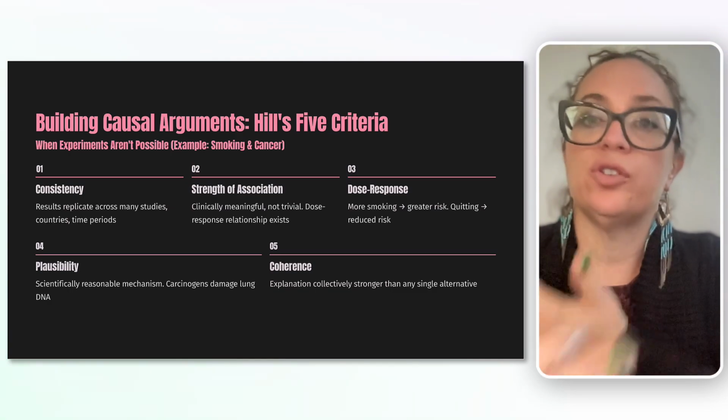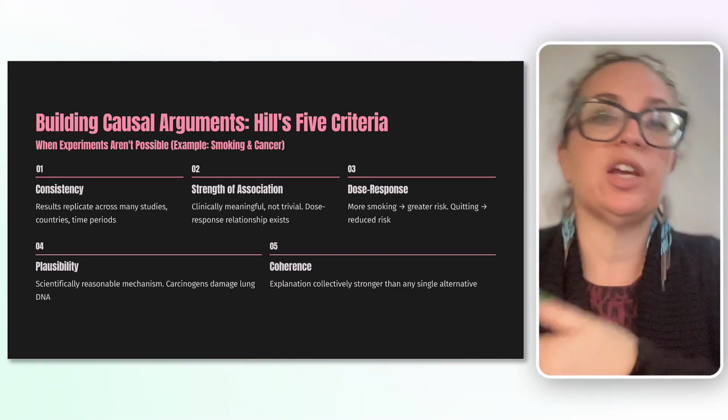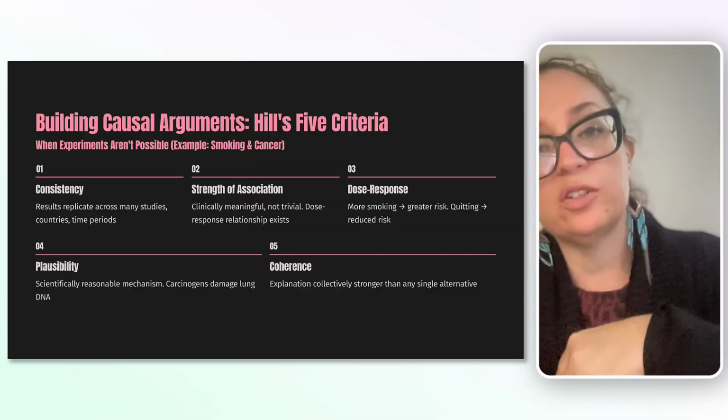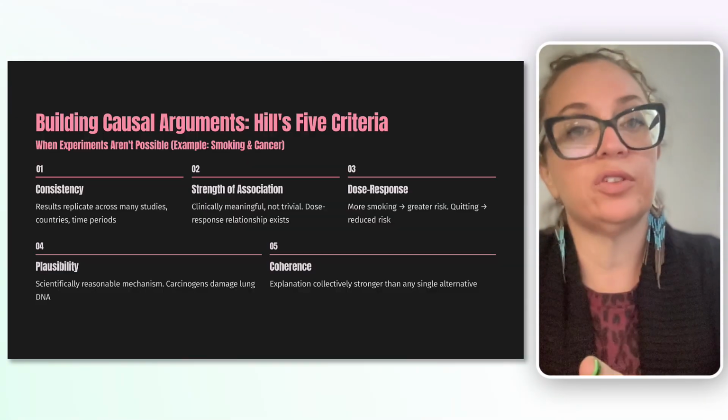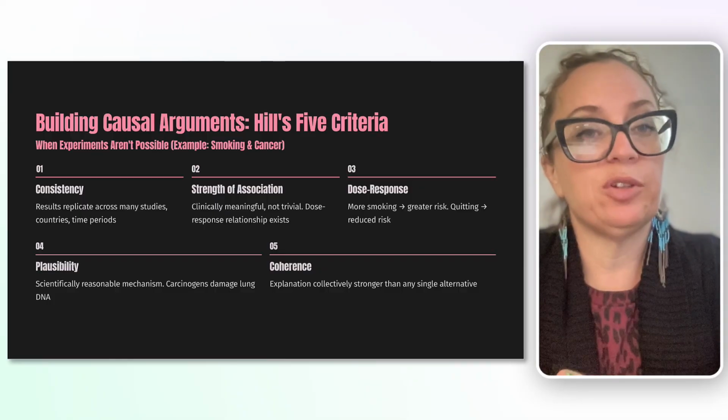Okay. Speaking of which, dose-response relationship: do higher levels of the cause produce stronger effects? For this, the longer you smoke, the greater the risk. The more cigarettes per day, the greater the risk. If you quit, it decreases the risk. Filter-tipped cigarettes somewhat lower the risk compared with unfiltered. So see how all of these are pointing to the same conclusion?